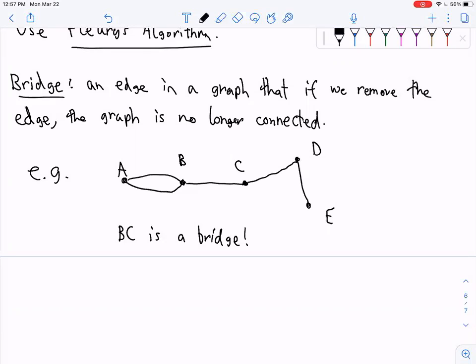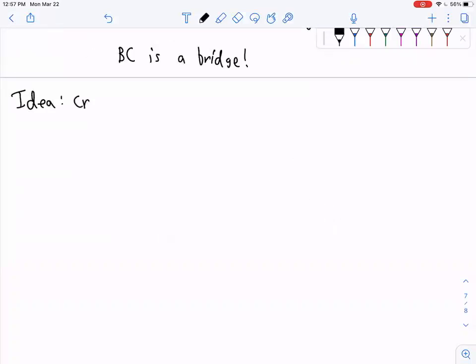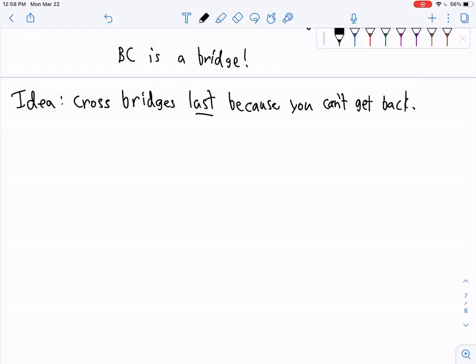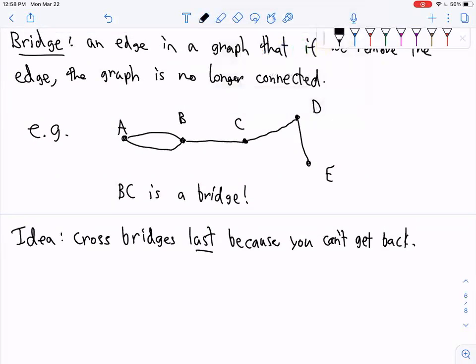Okay, so I'll tell you the basic idea, then we'll talk about the algorithm, and then I'm guessing we'll do the examples of it next time. But the idea is that when you're trying to do an Euler circuit or an Euler path, you want to cross bridges last because you can't get back. If we want to find an Euler circuit or Euler path, once we've crossed from B to C, we can't get back to B. And so we better have used both of these edges by the time we cross over. And in fact, we could. We could start with B, go to A, go to B, to C, to D, to E, to C. But if we tried to just go from B and cross over, we're never going to get to use those two edges. So it's really important that we cross bridges last.